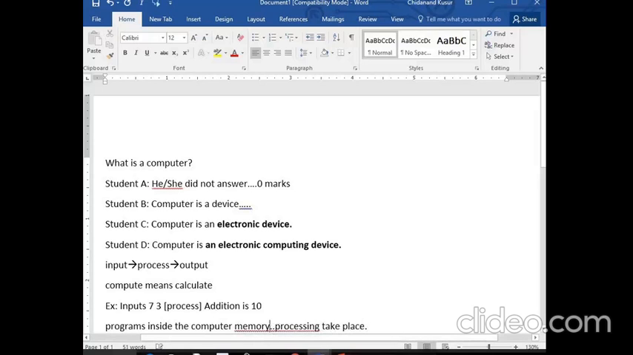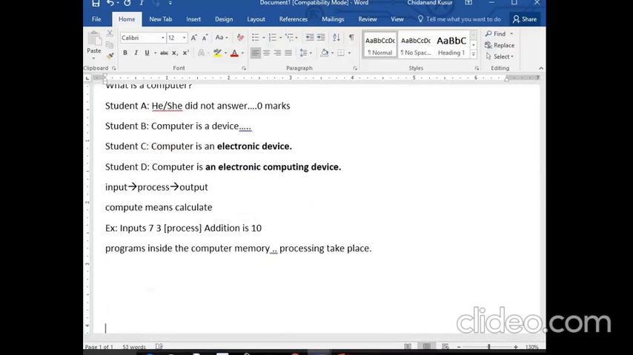And I ask the same question to another student. Dear student, can you tell me what is computer? I am getting a different answer from student E. Student E is telling, student E's answer is interesting. Sir, computer is an electronic computing device, sir.